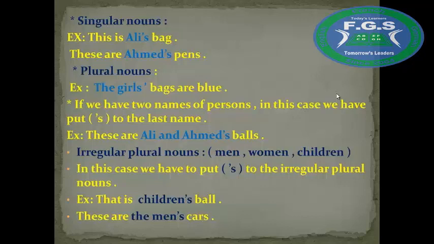So we have three cases where we have to add apostrophe s to the noun. With singular nouns, if we have two names of persons, and with irregular plural nouns. And just one case where we have to add apostrophe at the end of the plural nouns, like the girls' bags are blue.